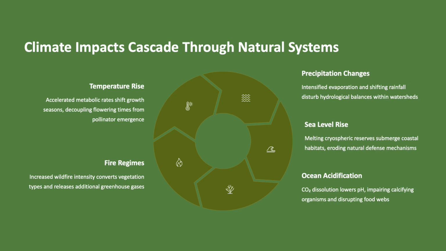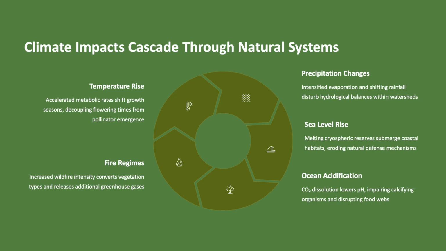Changes in precipitation patterns further complicate natural processes. Altered rainfall distribution, whether through intensified storms, prolonged droughts, or erratic seasonal shifts, creates imbalances in watershed hydrology. Increased evaporation rates in warmer climates reduce soil moisture and deplete surface waters, stressing vegetation and increasing competition for water resources. At the same time, heavier rainfall events contribute to flooding, soil erosion, and nutrient washout, all of which disrupt terrestrial and aquatic habitats.